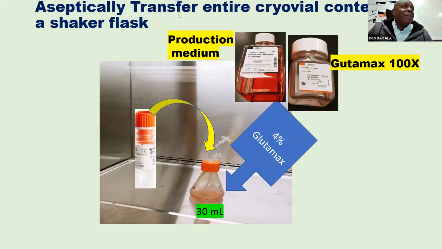Here, we purchased the media and the cell line from Thermo Fisher. So there is a media and the feed. The GlutaMAX is a feed that we add to the production media at a concentration of 4% to make the complete culture medium, with a volume of 30 ml. So we dump the entire content of the cryovial into the 30 ml. Then I put it in an incubator shaker with CO2.